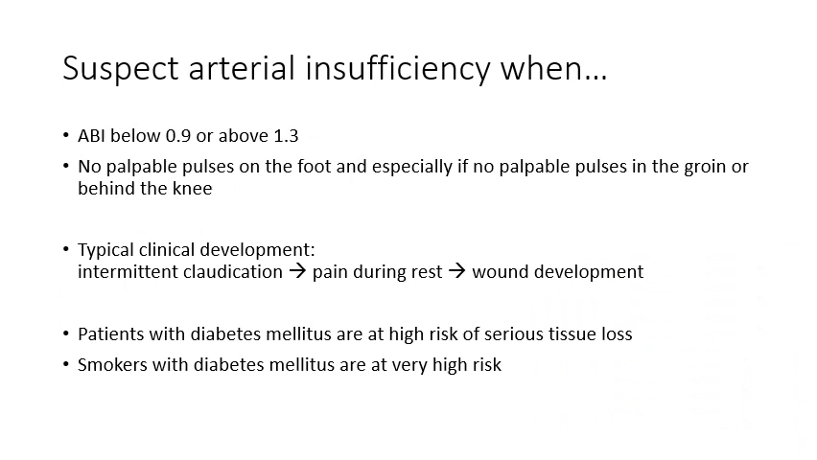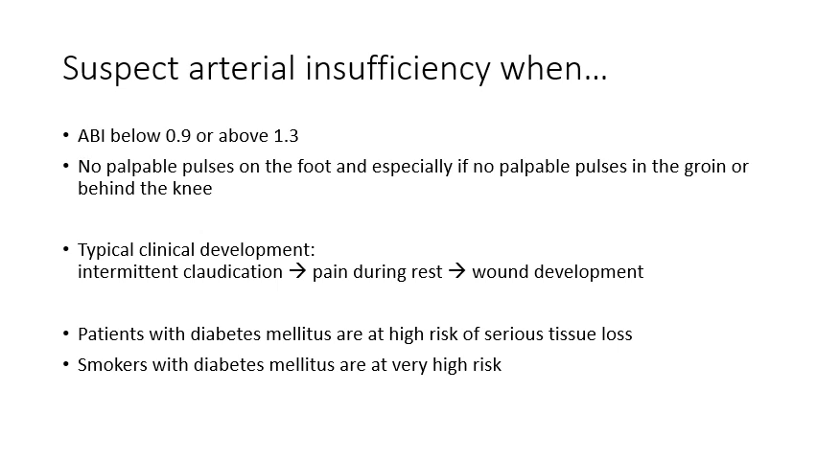So when should you suspect arterial insufficiency? Well, if the ankle brachial index is below 0.9 or if it's above 1.3. We're going to talk about diabetes mellitus, and in patients with diabetes mellitus, usually the ankle brachial index will be really high because you're unable to sufficiently compress the arteries to get a reliable measurement.